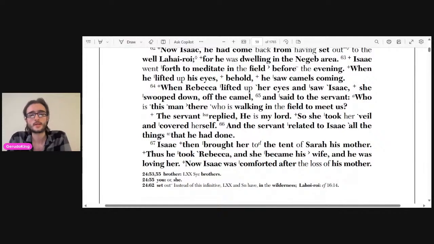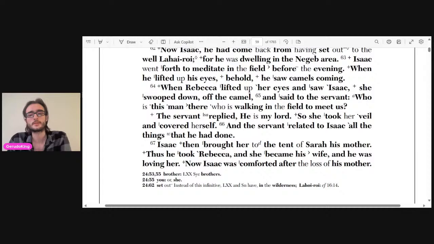When he lifted up his eyes, behold, he saw camels coming. When Rebekah lifted up her eyes and saw Isaac, she swooped down off the camel and said to the servant, "Who is this man there who is walking in the field to meet us?" The servant replied, "He is my lord." So she took her veil and covered herself.